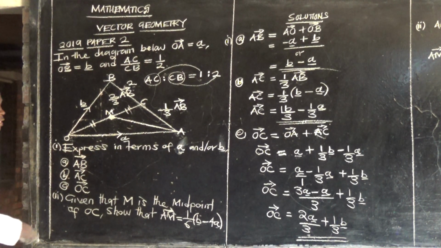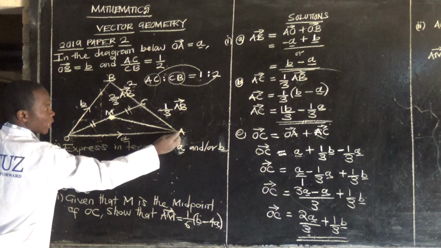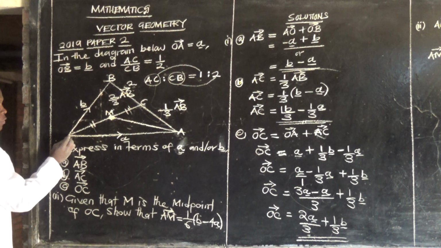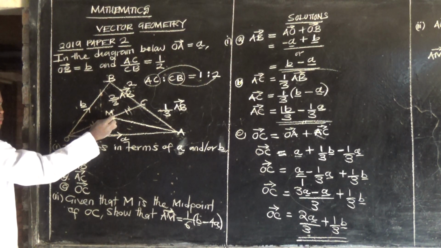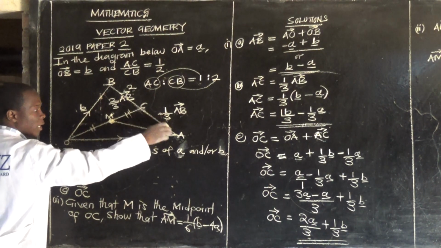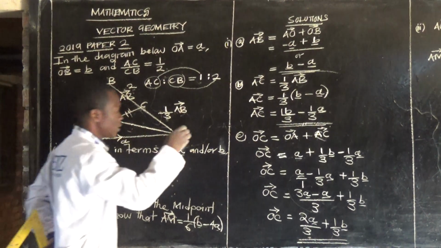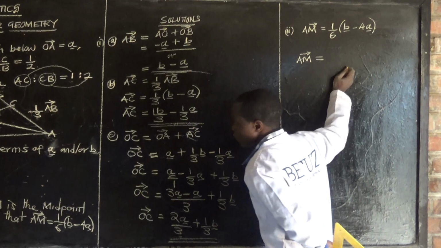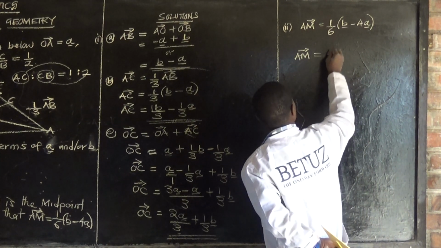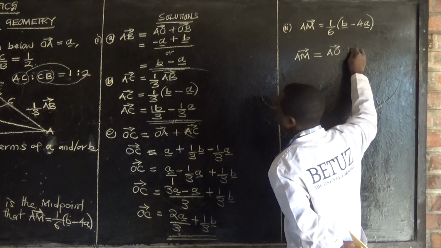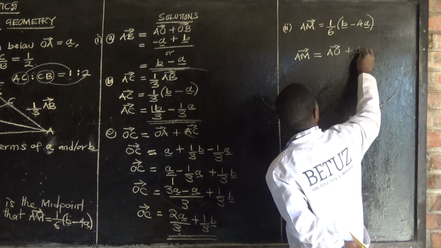We can move in this direction and say AO plus OM. Are we together? AO plus OM. Okay? Take note. So we're saying we're going to move like AO plus what, guys? Is it OM? OM, very good.